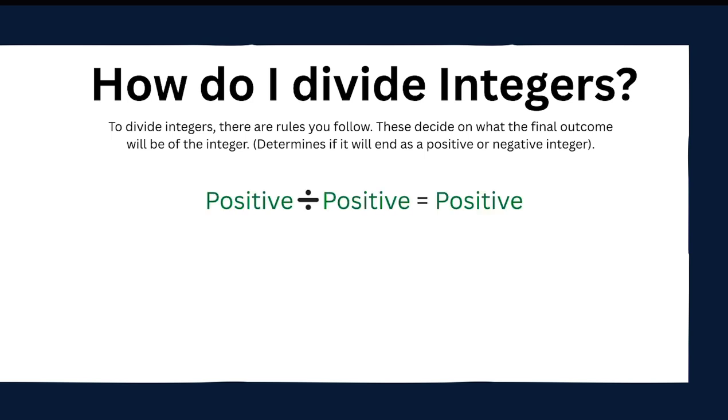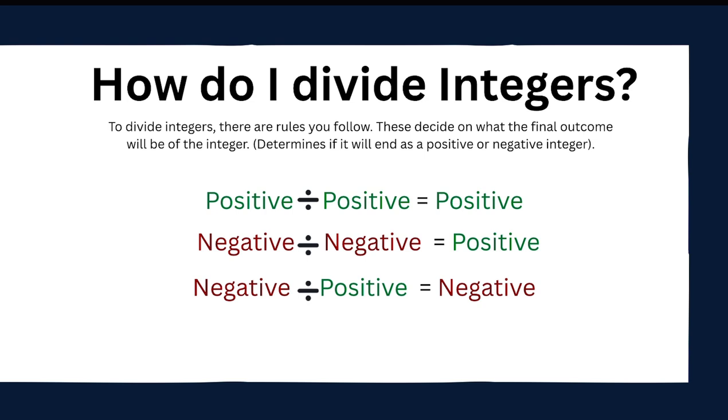So our very first rule is that if you have two positives and you divide them, you're going to end off with a positive. Your second rule is that if you have a negative divided by a negative, you're going to get a positive. And your third rule is that if you have a negative divided by a positive, you're going to get a negative. And our very last rule is that if you have a positive divided by a negative, then you're going to get a negative. So you follow these four rules depending on how your equation looks.